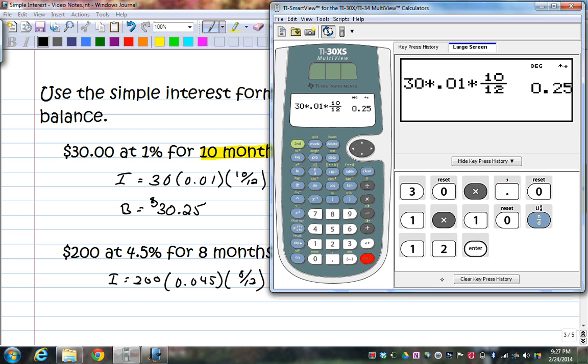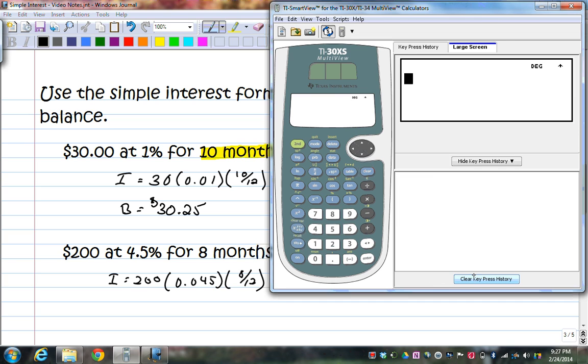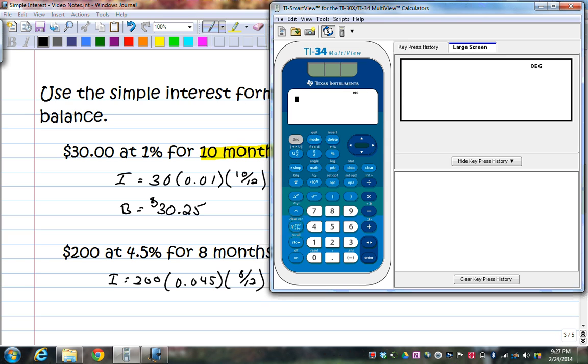Okay, I'm going to clear this junk out of here. And maybe if I switched calculators. TI-34, does that have an ABC button?